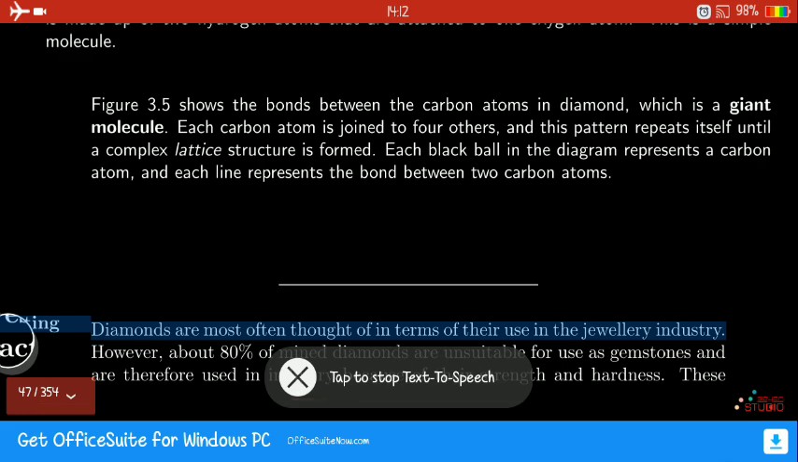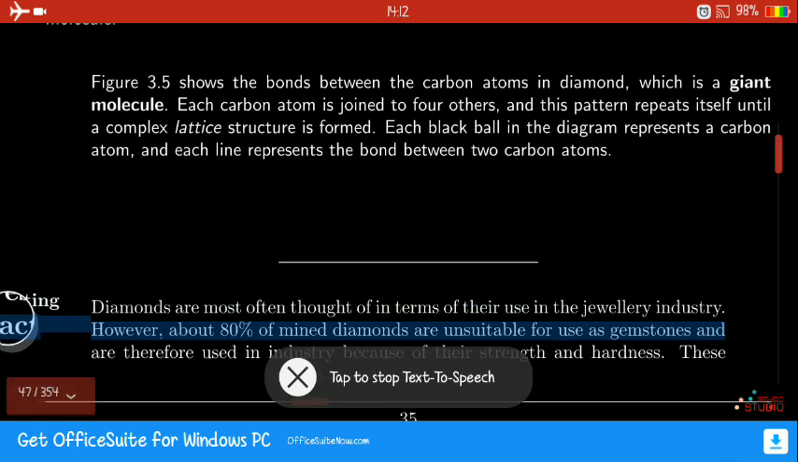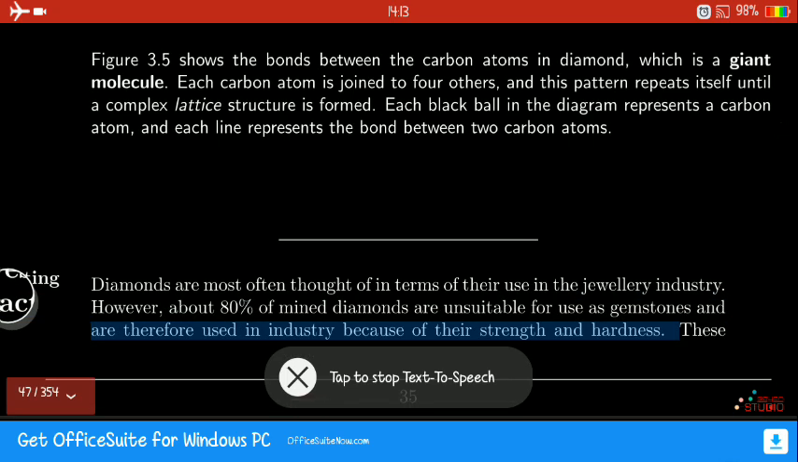Interesting fact: diamonds are most often thought of in terms of their use in the jewelry industry. However, about 80% of mined diamonds are unsuitable for use as gemstones and are therefore used in industry because of their strength and hardness.